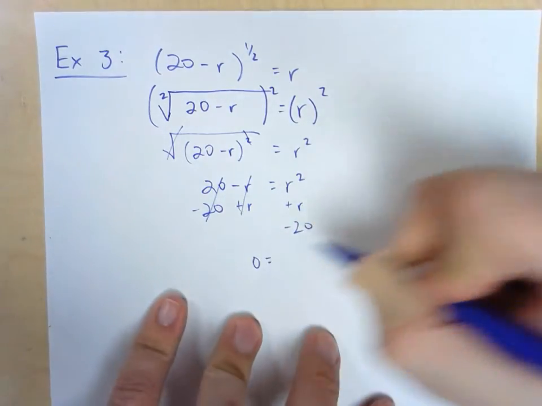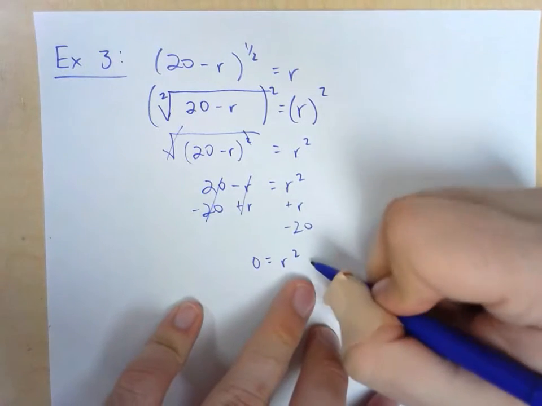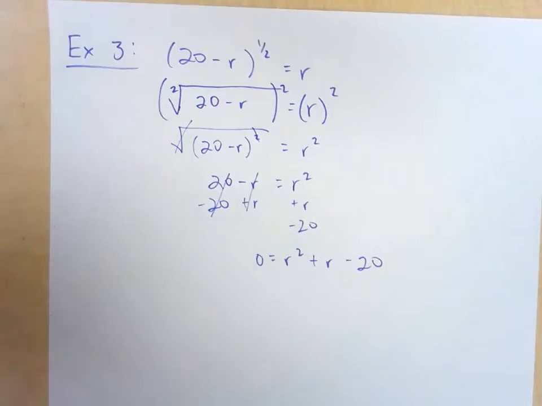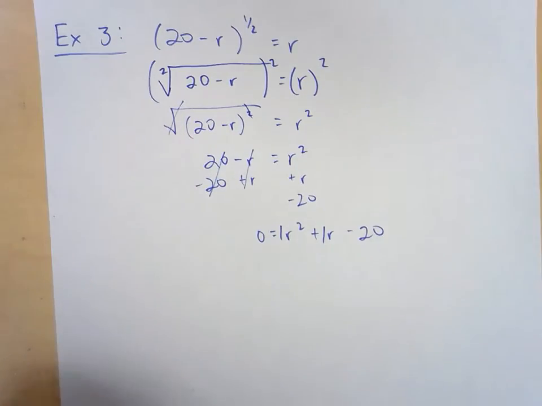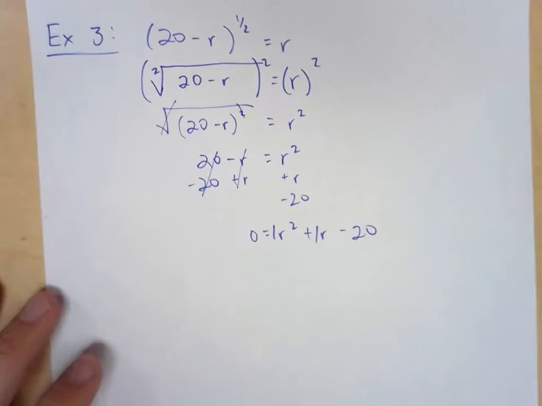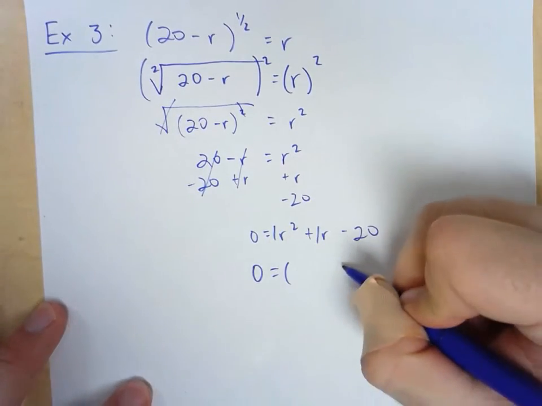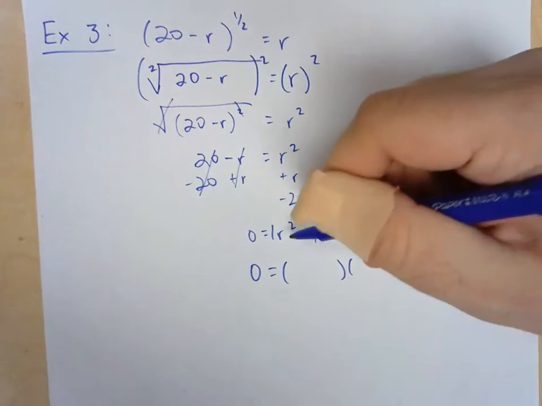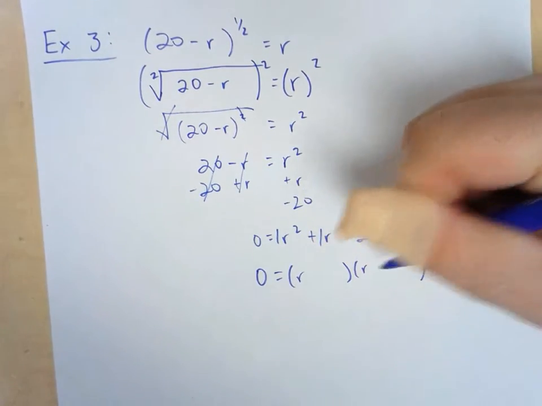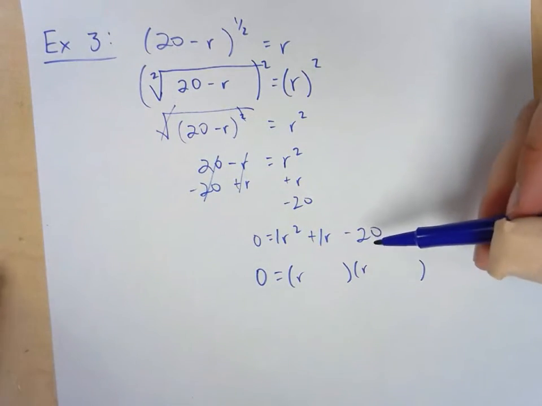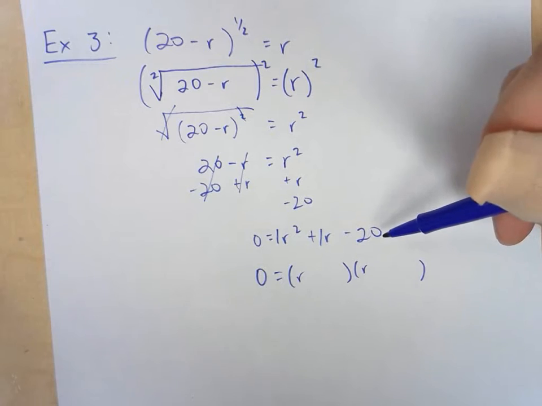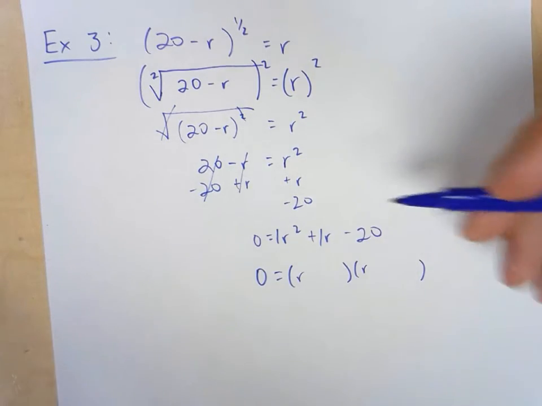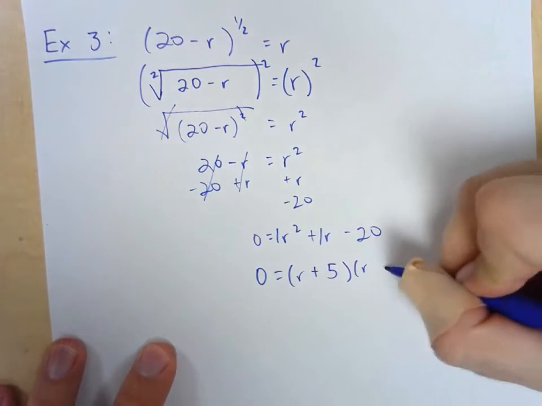So those are going to cancel. We get 0 equals r squared, none of these are like terms, plus r minus 20. And again, you can use the quadratic formula if you want to, where a is 1, b is 1, and c is negative 20. I am going to factor. So I know that I'm going to have to set my parentheses up in 2 pairs. The only thing that can be r squared is r times r. I need to multiply to get negative 20, but add to be positive 1. So that's positive 5 and negative 4. Positive 5 times negative 4 is negative 20, and positive 5 minus 4 is positive 1. So plus 5 and minus 4.